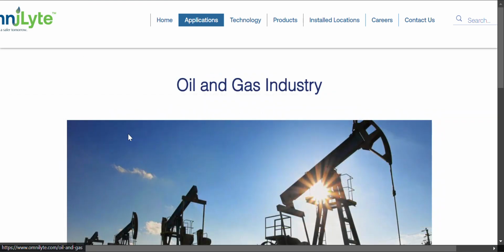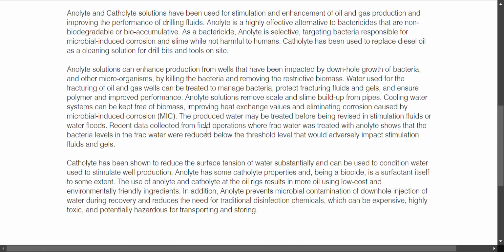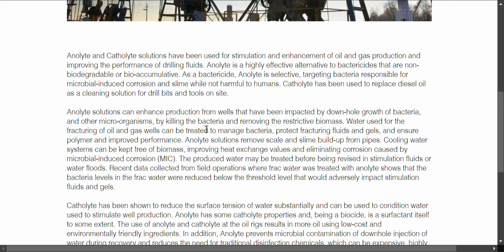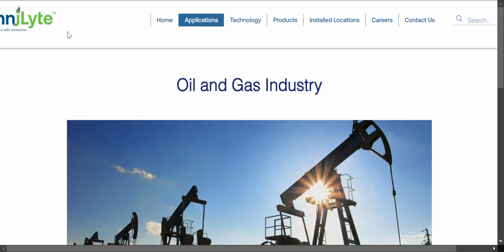The oil and gas industry, another place where analyte and catholite solutions have been used for stimulation and enhancement of oil and gas production, improving the performance of drilling fluids. Again, this is kind of an in-depth read. I'm not going to get too far into it, but essentially at the end of the day, here in Pennsylvania, for example, in the fracking world, one of the major issues is bacterial latent runoff that gets into the ponds and streams in the area when this operation goes on, and we have a lot of contaminated waterways because of this oil and gas industry here.